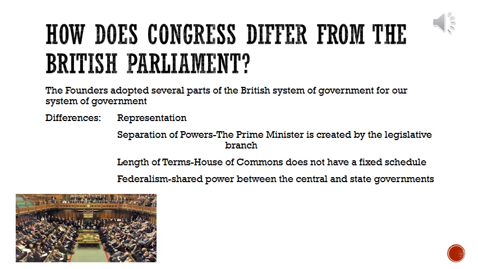Length of terms: the House of Commons does not have a fixed schedule. Congress here in the United States does. They will legislate for 2 years, and then we'll have a new election for the House of Representatives, and then 1/3 of the Senate is up for election. And federalism, shared power between the central and state governments.